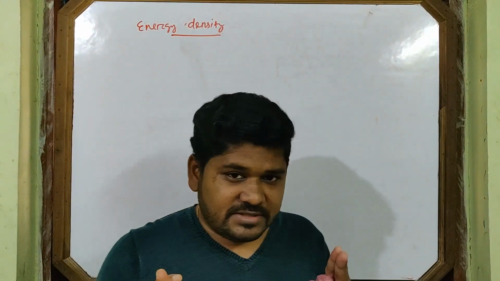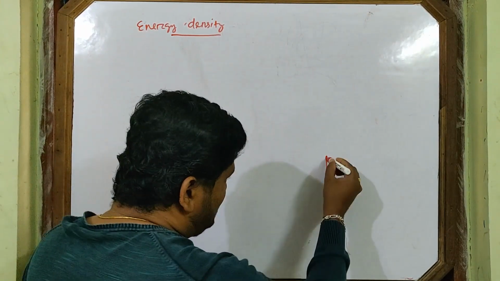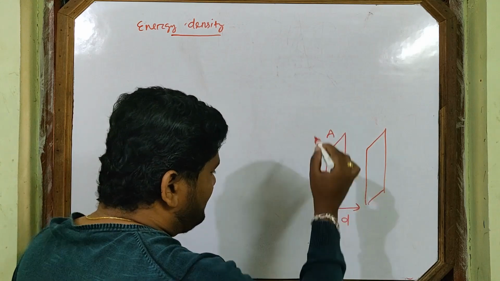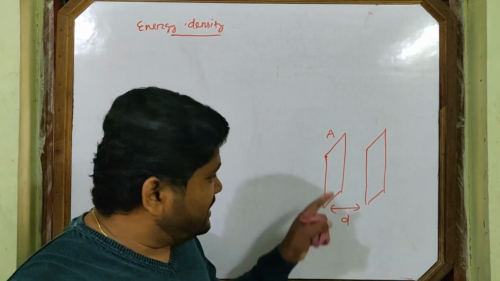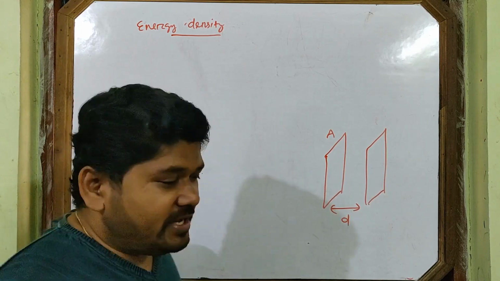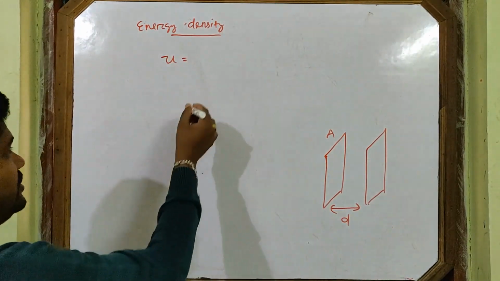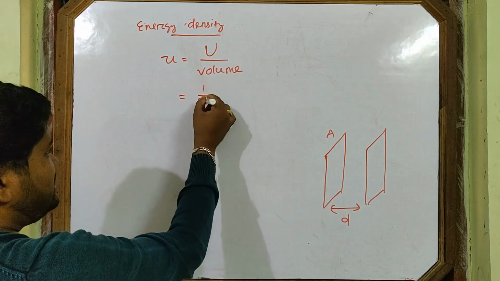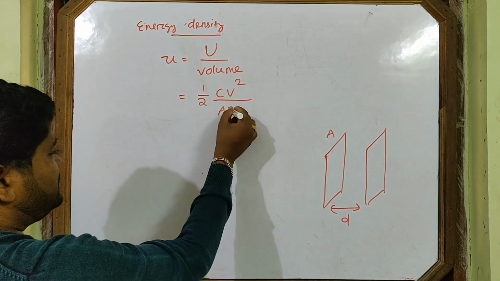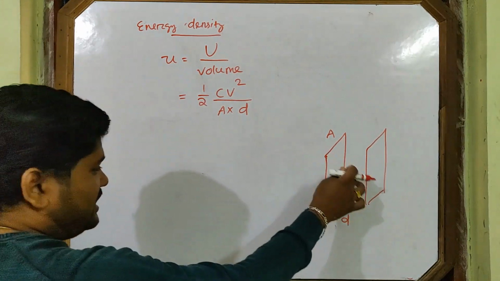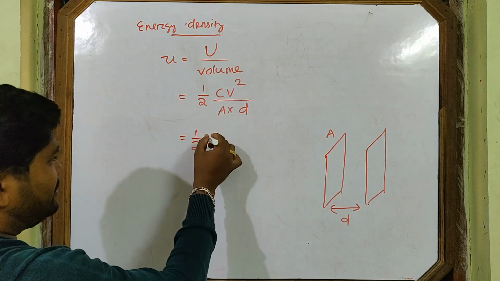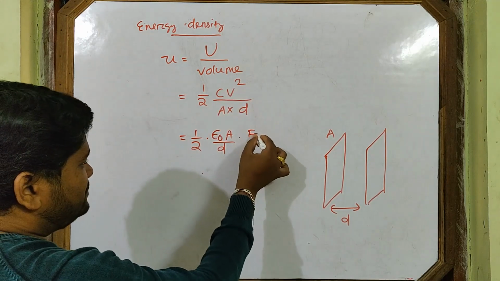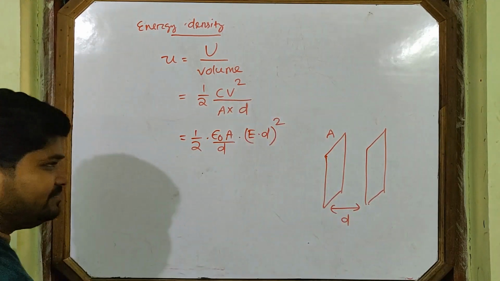Energy stored in the space between two plates of the capacitor means that's a volume, the volume between this space. This is d, this is A. What is the volume of the space between them? It's very clear, area of cross section into distance, A into d. So energy density, symbol I am writing small u, is equal to energy divided by volume. But what is energy? Half CV square. What is volume? A into d. Then half, in place of C you can put epsilon naught A by d, capacitance. Then in place of V you can put E into d, electric field.